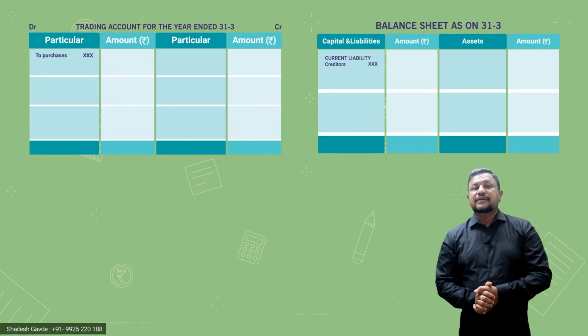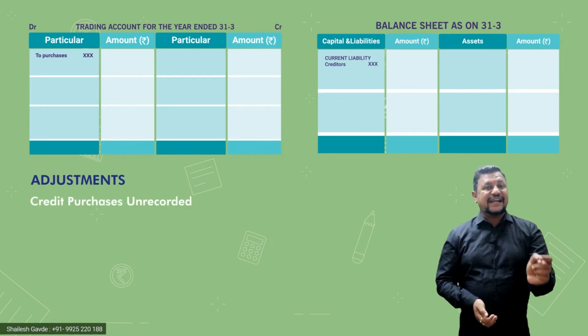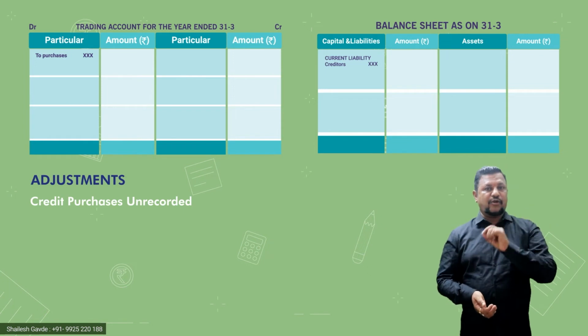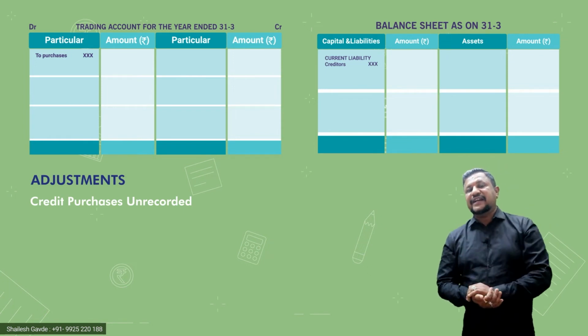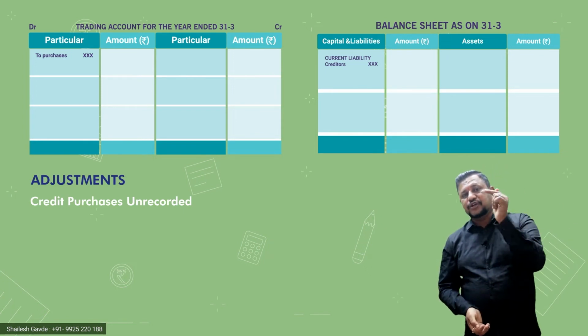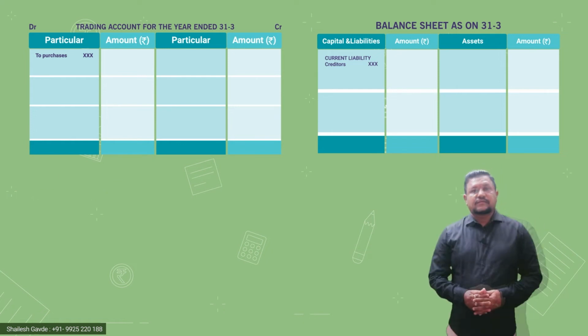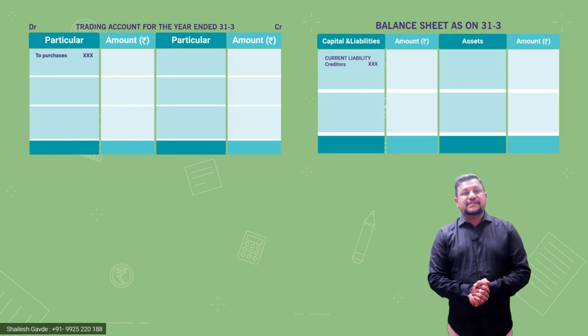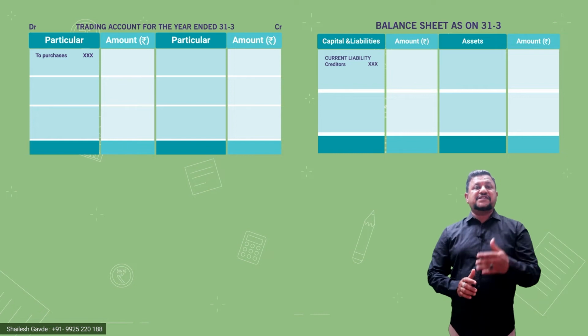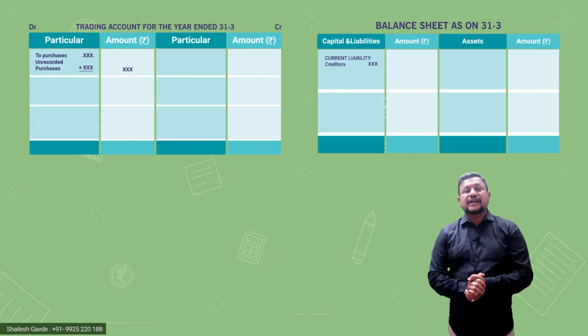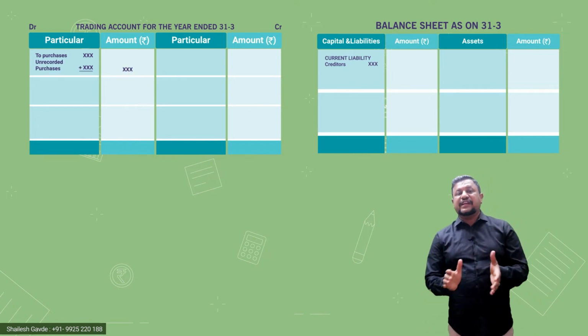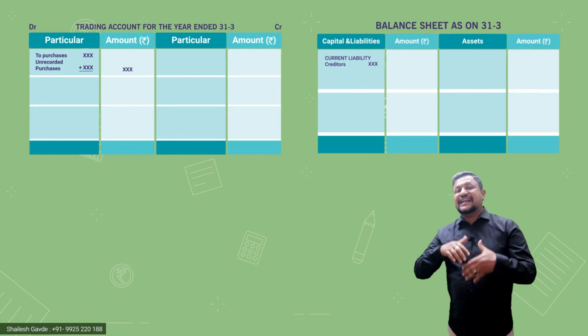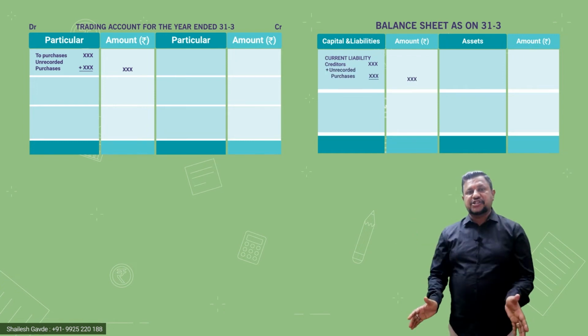Well, the adjustment was credit purchases unrecorded, and the journal entry we passed was purchase account debit to creditors. The first effect we give is we add with purchases in trading account, and the second effect we give is we add with creditors in balance sheet.